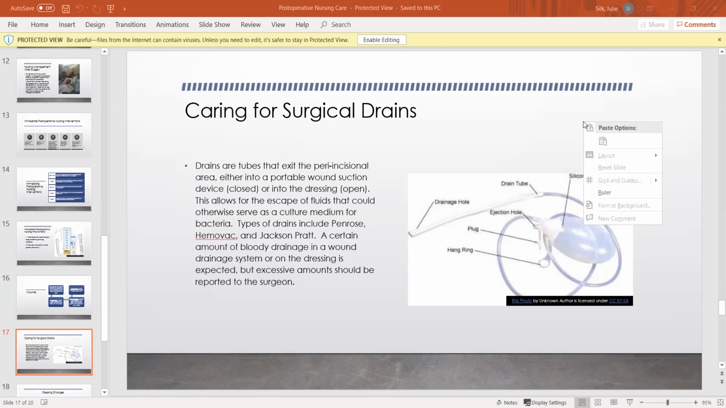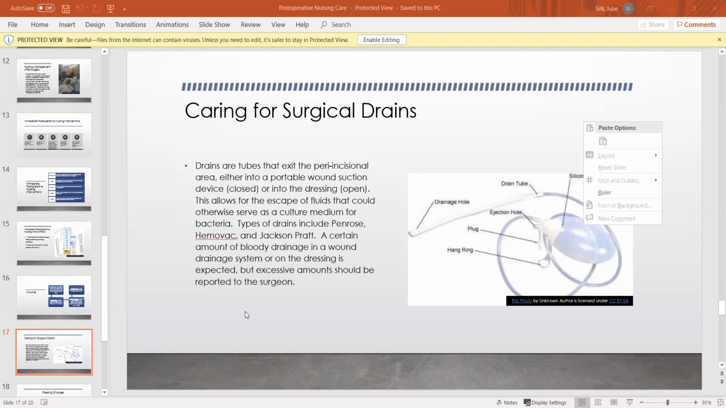So you always look at the color and how much. We don't want to see a ton of drainage in their drains. For these wound vacs, this holds, trying to think how much this holds, maybe a little bit over 100, I think. It's not a ton. So for people who are putting out a lot, that's a problem, and you want to make sure you call about it.